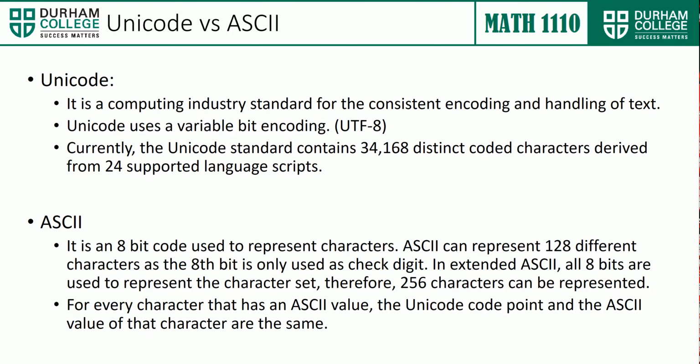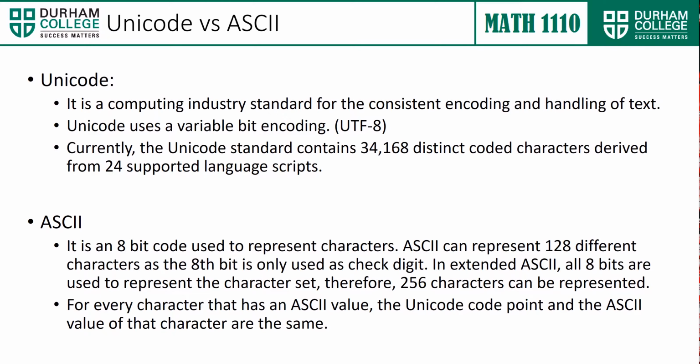In extended ASCII, 256 is the maximum number of characters that can be represented. I think I've mentioned it before, but it's important to mention again: for every character that ASCII has a value, Unicode has the same value for it. In other words, Unicode is an extension of ASCII. That's an important property because it makes it backward compatible. Any documents that had ASCII encoding, Unicode was still able to open, work with, and process.